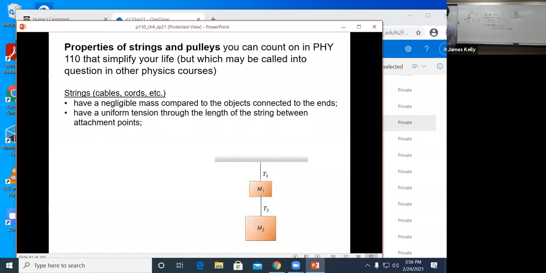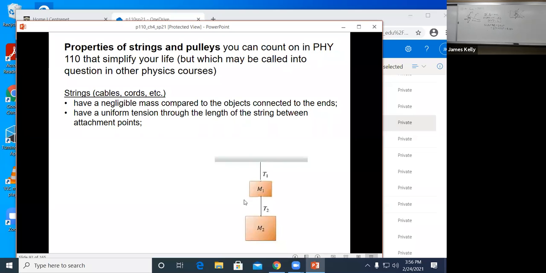When we talk about strings, we often use the word tension. Okay, and the tension means how taut the string is. So we're first of all going to assume that the tension doesn't change as you move along a continuous piece of string, right? The tension down here might be different than the tension in this string. It probably is. But as I move through a continuous piece of string, the tension doesn't change.